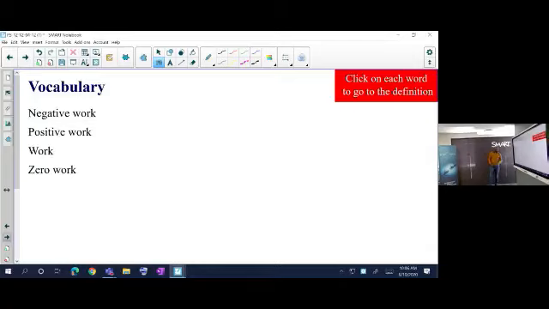Okay, we have zero work. For zero work, nothing happens. For instance, if you apply a force to an object and it does not move, there is zero work. Or if your angle theta is perpendicular, where we have vertical and horizontal, and the angle there is 90 degrees, you're going to get zero work.